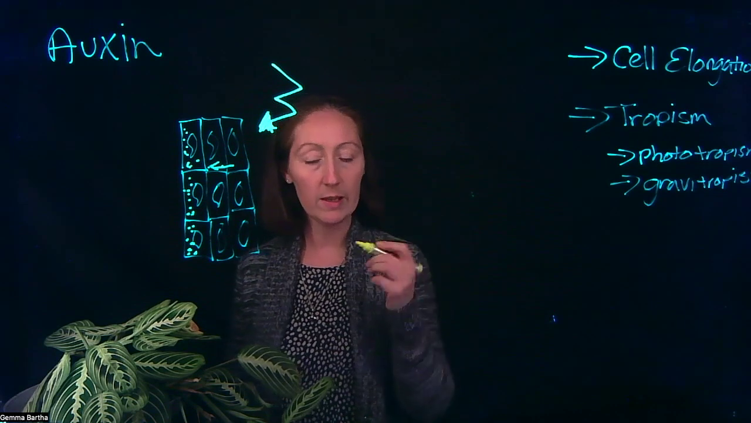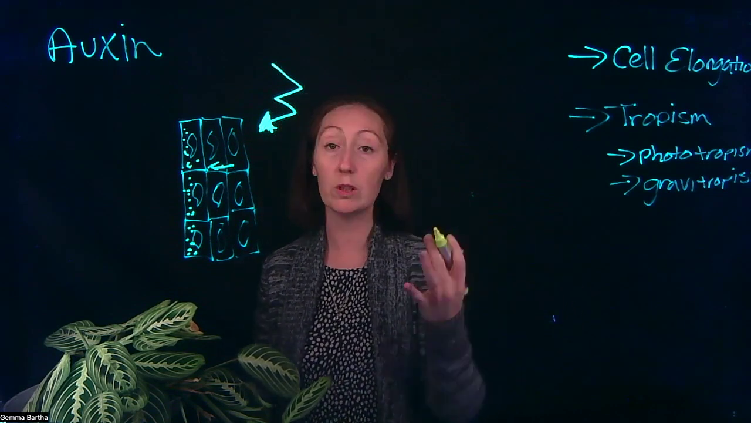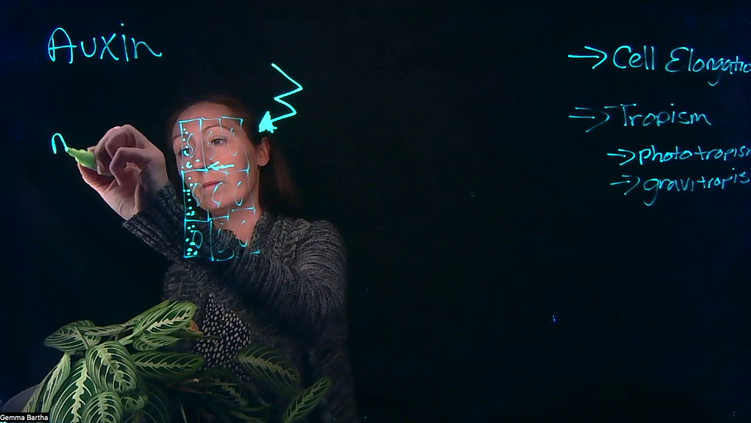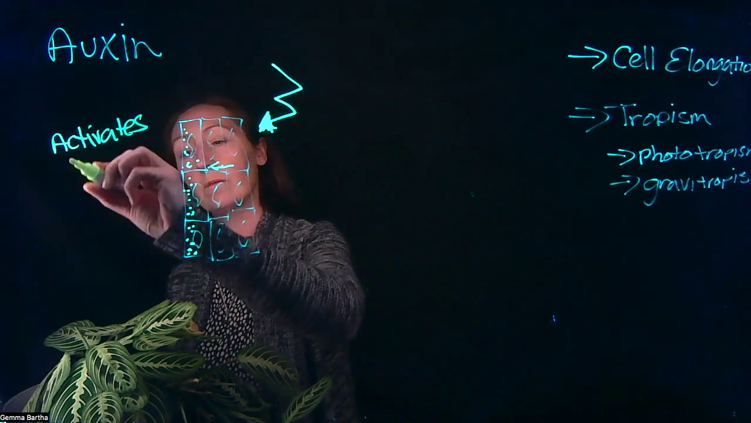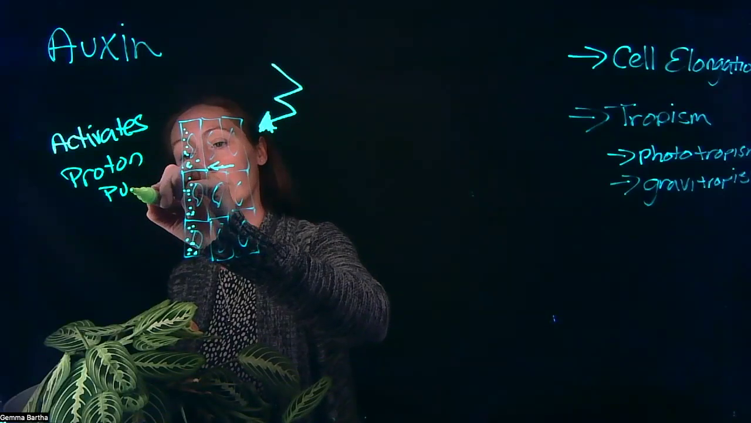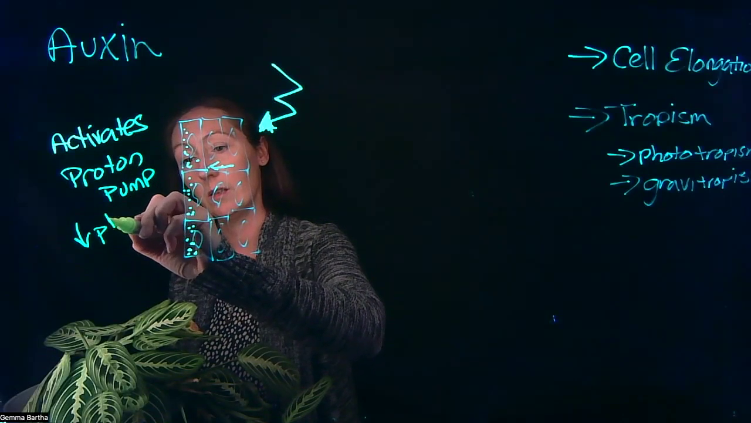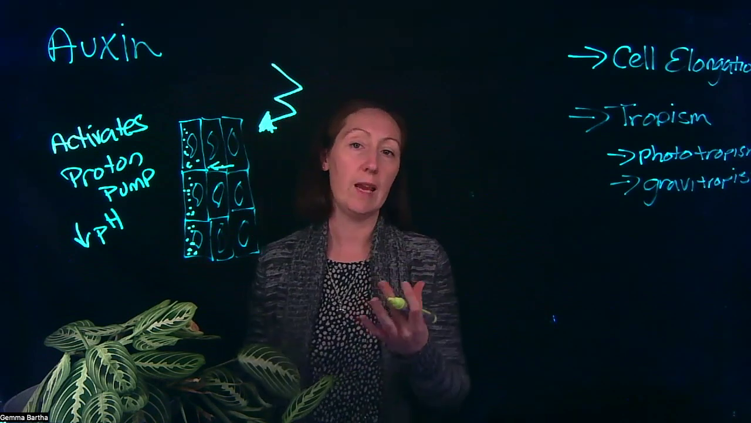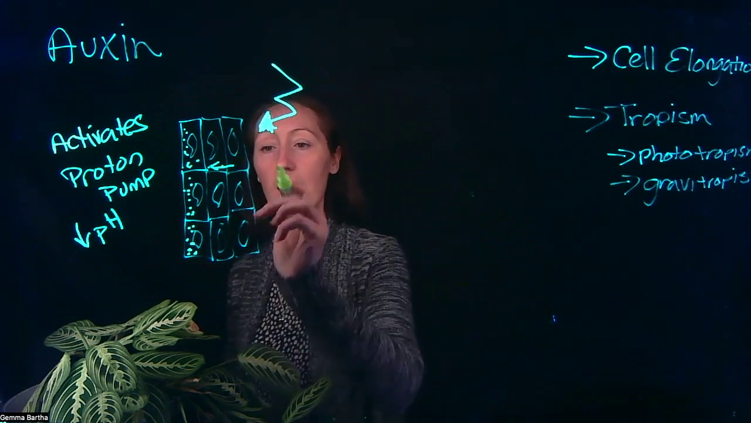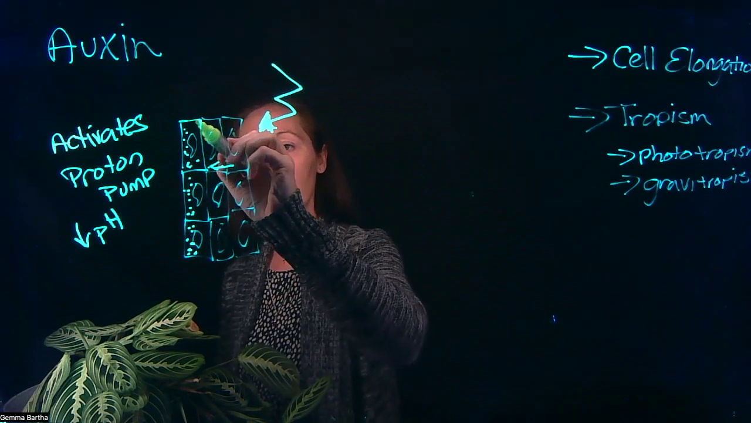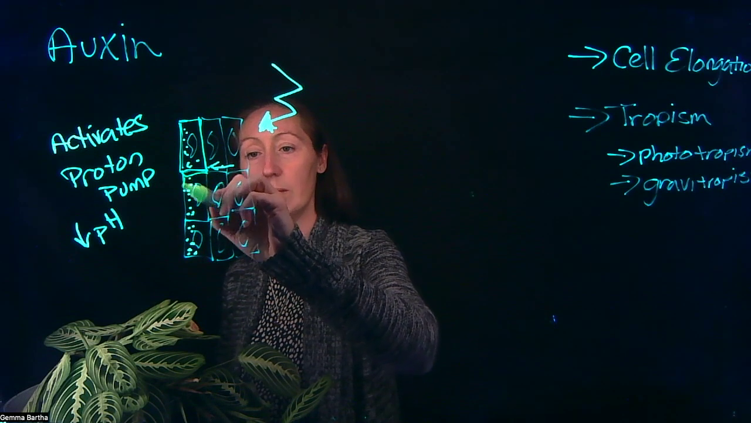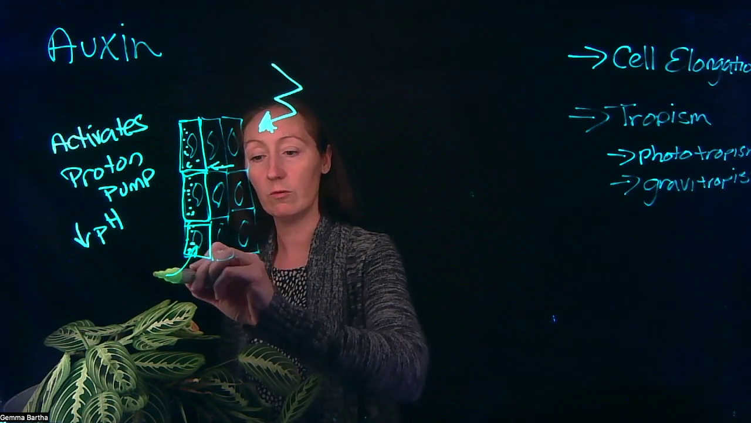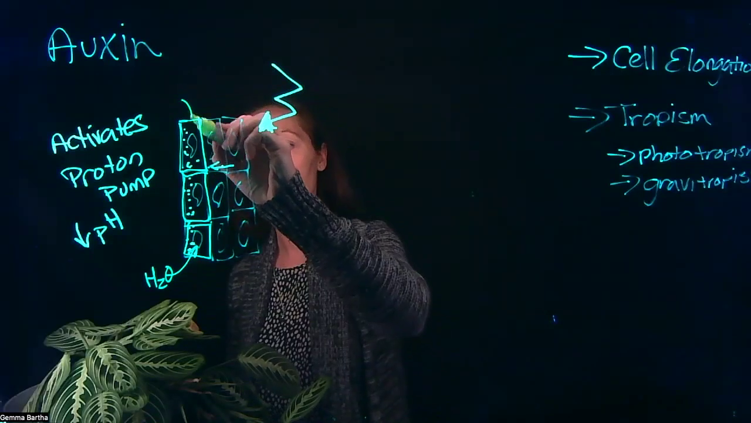And then what it's going to do is activate a proton pump, and that's going to lower the pH. So it activates the proton pump, and you lower your pH in the cell. This is going to activate an enzyme. Why is this really important? So that enzyme is going to loosen up some of these cell walls. They're going to get a little bit more loose. And water is going to rush into your cells.